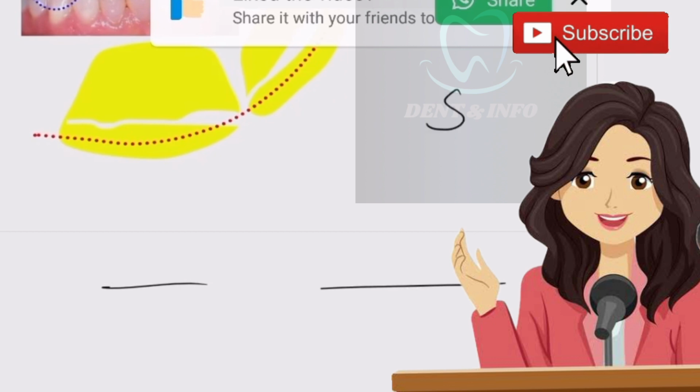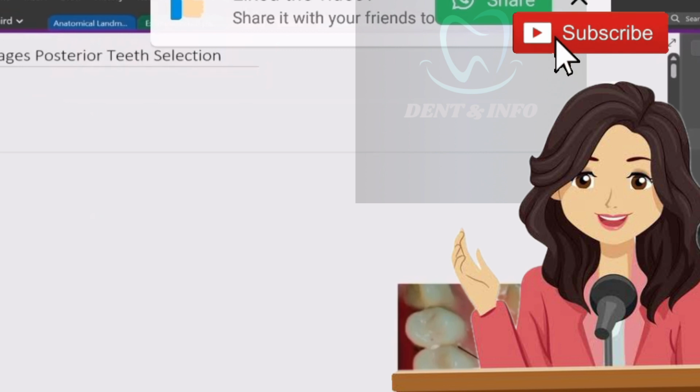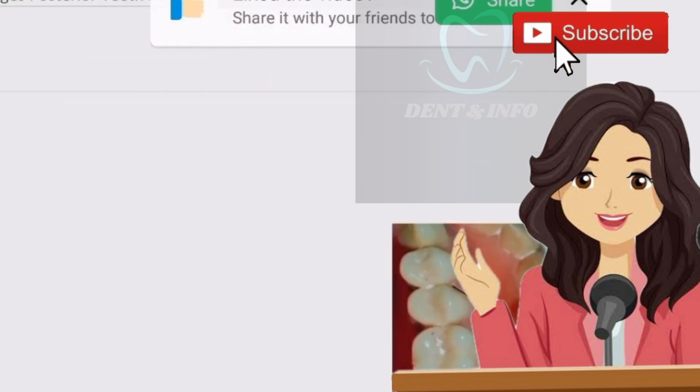The main questions that come in exam are pertaining to SPA factor. That is the main section, and second is pertaining to alignment of teeth. How are the teeth arranged? Very easy topic. You should not be missing any marks in this section. Right? So that is pertaining to your anterior teeth selection as well as arrangement.